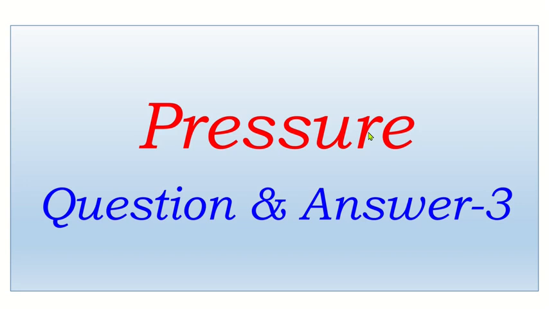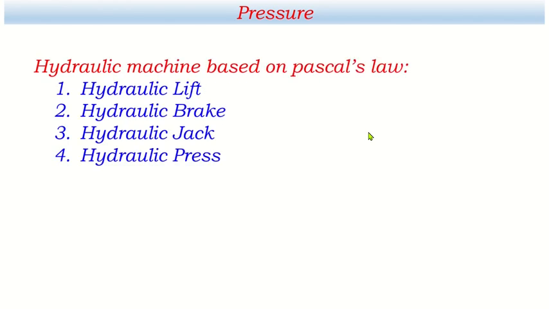Today I am continuing the question and answer of the chapter pressure. In previous class, what I told you, these are the machines which are based on Pascal's law. That's why these are called hydraulic machines which are based on Pascal's law: hydraulic lift, hydraulic brake, hydraulic jack, hydraulic press. One by one, I want to talk about each of them. First, introduction, and then diagram, and then working principle, how they work.